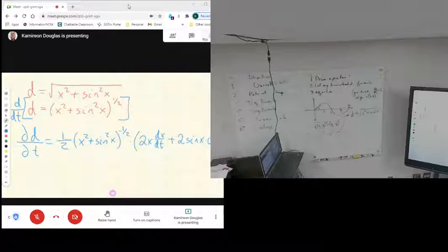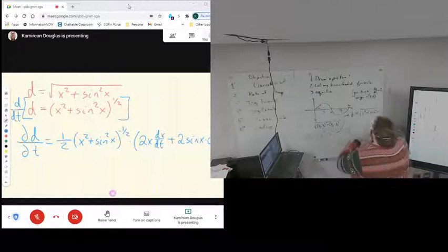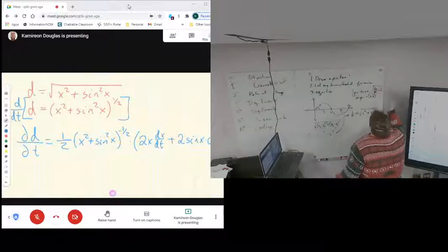So, this big, beautiful equation, that is the rate of change of the distance. Okay, last thing it told us to do. In the problem, it tells us specifically dx dt is equal to 2.